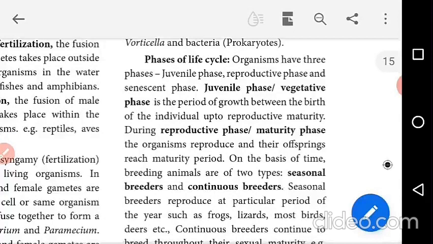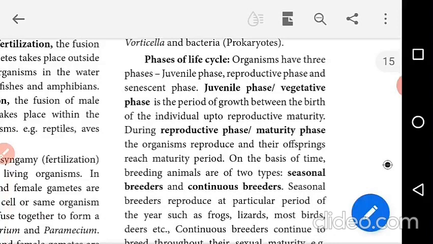இரண்டாவது நிலை இனப்பெருக்க நிலை. வளர்ச்சி முடிந்த பிறகு அந்த உயிரிகள் இனப்பெருக்கம் நிலையை அடைகிறது. அப்ப இனப்பெருக்க உறுப்புகள் எல்லாம் வளர்ச்சி அடைகிறது, இனச்செல்கள் உற்பத்தி ஆகிறது. இந்த நிலையை தான் நம்ம இனப்பெருக்க நிலை அல்லது reproductive phase or the maturity phase அப்படின்னு சொல்றோம்.